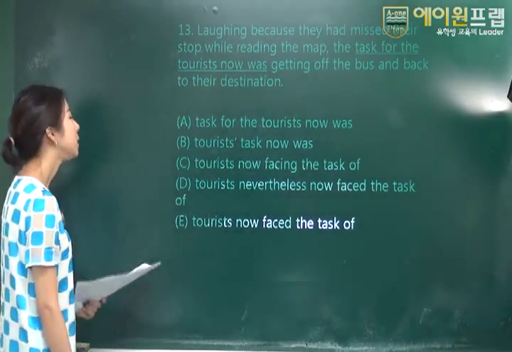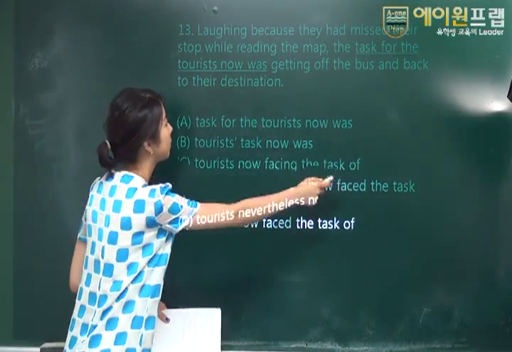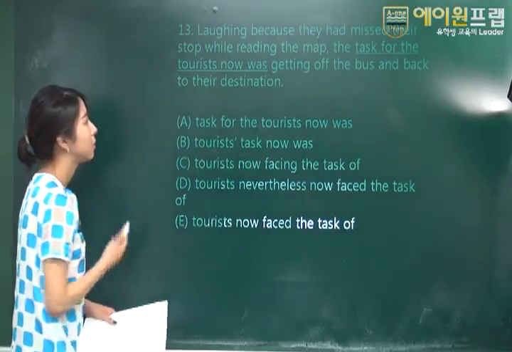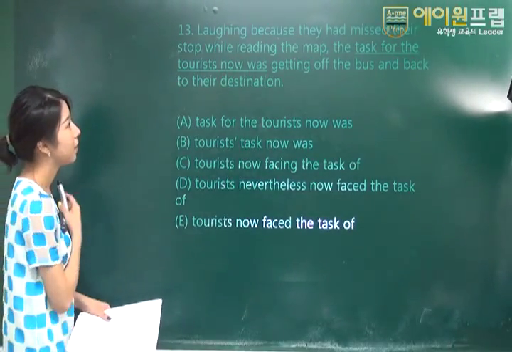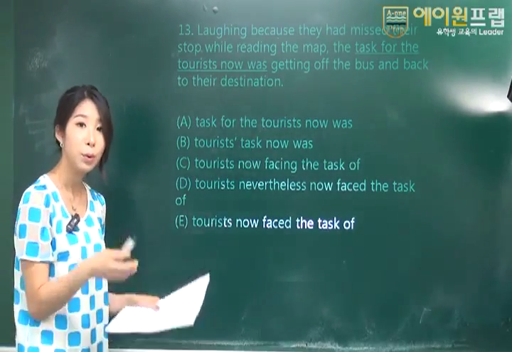So what is the problem with C? C is not the answer, and it's because tourists now facing the task of getting off the bus and back to their destination, laughing because they have missed their stop while reading the map. It doesn't have a verb. The whole thing doesn't have a verb.